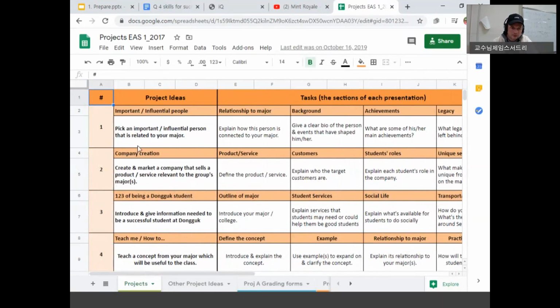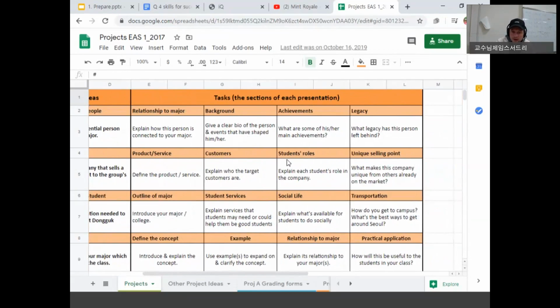Or you can do number 2, a company creation. You can create and market a company that sells a product or service related to your major. So if you're an engineer, you might want to create a company that makes engines or machines or some sort of computer product, and then you define that product. You discuss your target customer. Is it companies? Is it young people?